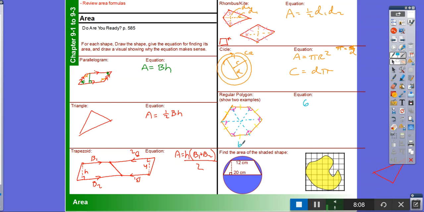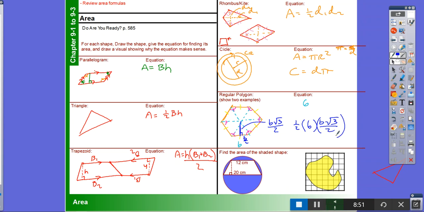That's not 6, that's a B for base. So if I drop this altitude here, I know this is base divided by 2, which means this height is base times the square root of 3 over 2, because it's a 30-60 right triangle. And so the area of this triangle right here is going to be 1/2 base times height. My base is B, my height is B times the square root of 3 over 2.